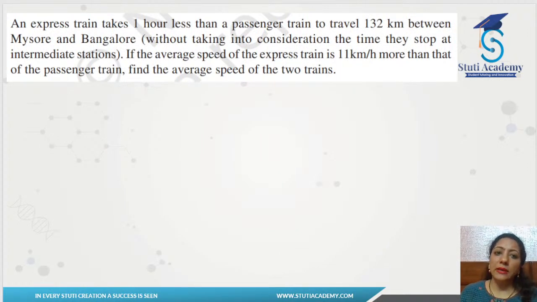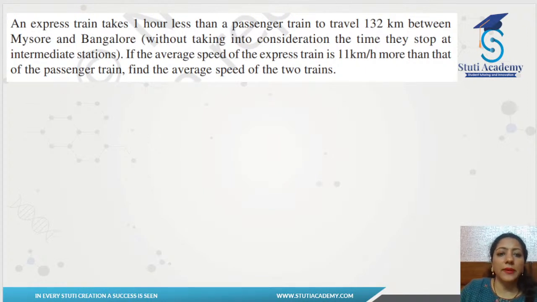An express train takes 1 hour less than the passenger train to travel 132 km between Mysore and Bangalore, without taking into consideration the time they stop at intermediate stations. If the average speed of the express train is 11 km per hour more than that of the passenger train, find the average speed of two trains.